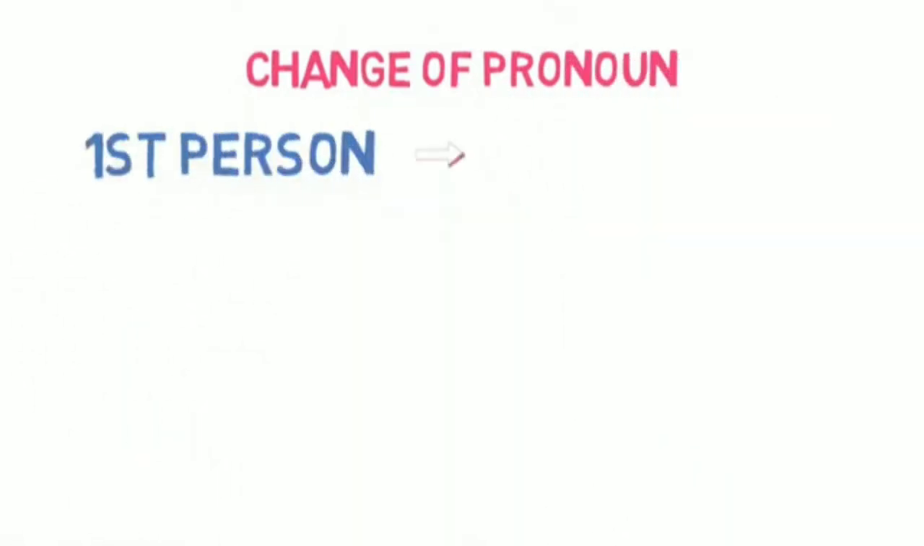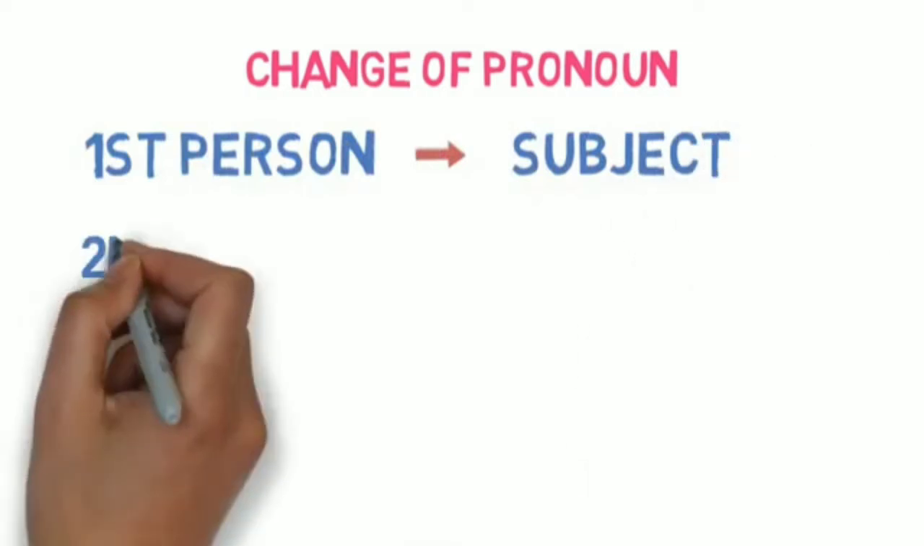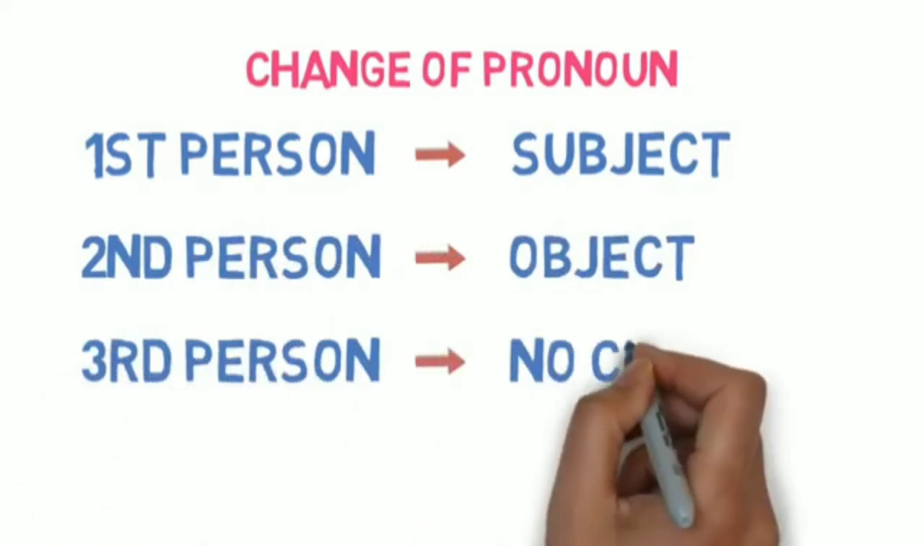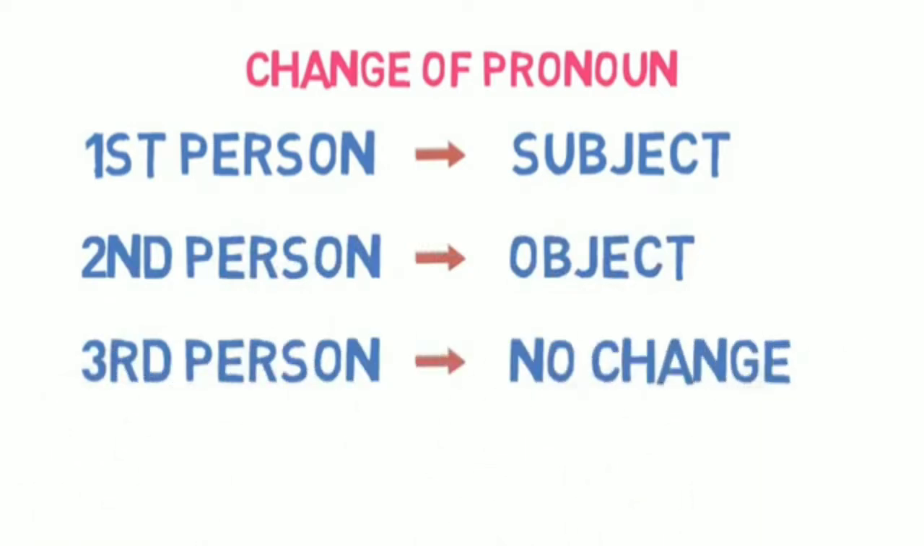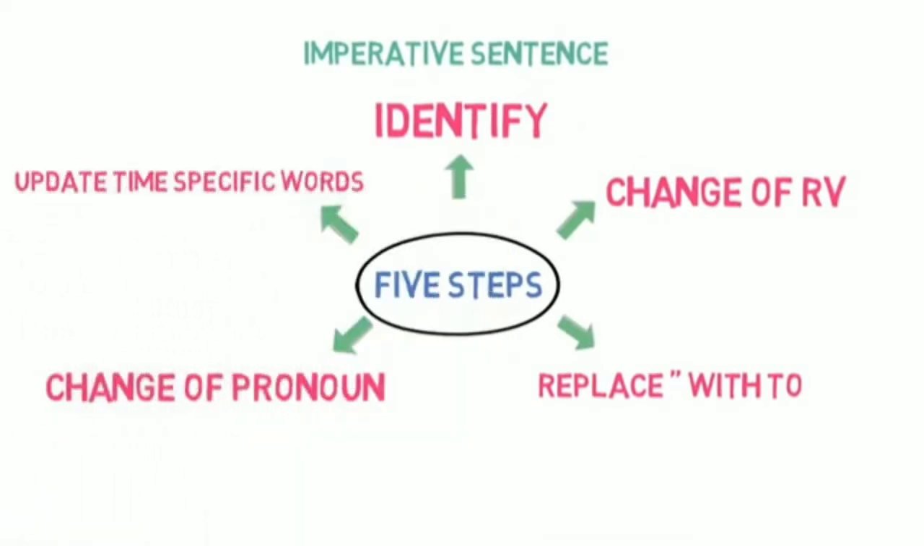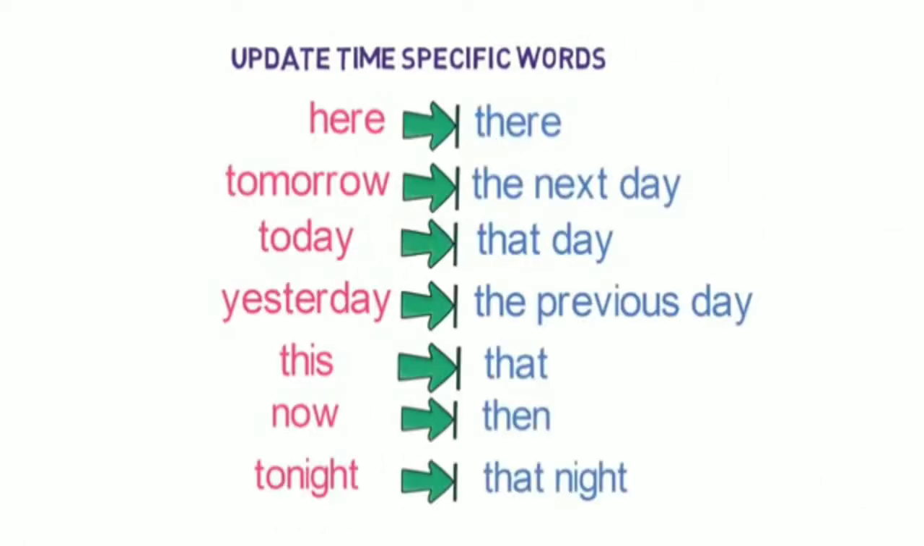Pronoun will change as per this workflow. First person in the reported speech will change as per subject, the second person as per object, and the third person will remain unchanged. You can remember this with an acronym SON, which is son. Step 5. Change of words denoting time. The time denoting words will change as per this workflow. Here will be converted to there, tomorrow to the next day, today to that day, yesterday to the previous day, this to that, now to then, tonight to that night.